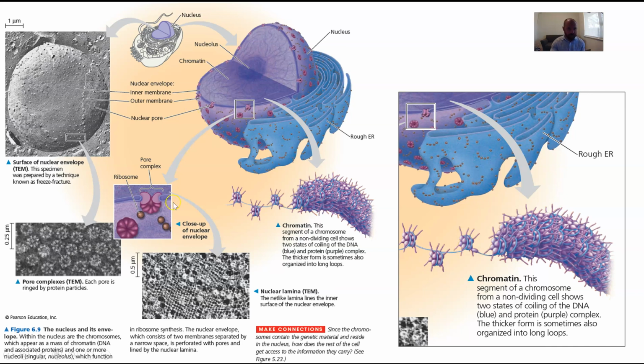A bit of a closer look at the nucleus here. We can see our nuclear envelope with our nuclear pores and then electron micrographs of those, just so you know what they actually look like. And something interesting to ponder on over here, have a think about: if the chromosomes contain the genetic material and they reside in the nucleus, then how does the rest of the cell get access to the information that they carry? I want you to ponder on that for a little bit.